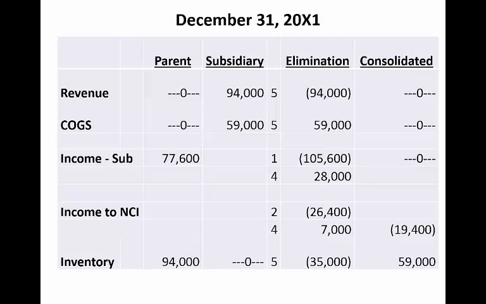As you can see here in our consolidated statement, we have 0 revenues and 0 cost of goods sold, which we should because nothing has been sold to third parties. And then lastly, our inventory is stated at the cost that the subsidiary paid for it when it originally bought the goods, $59,000.